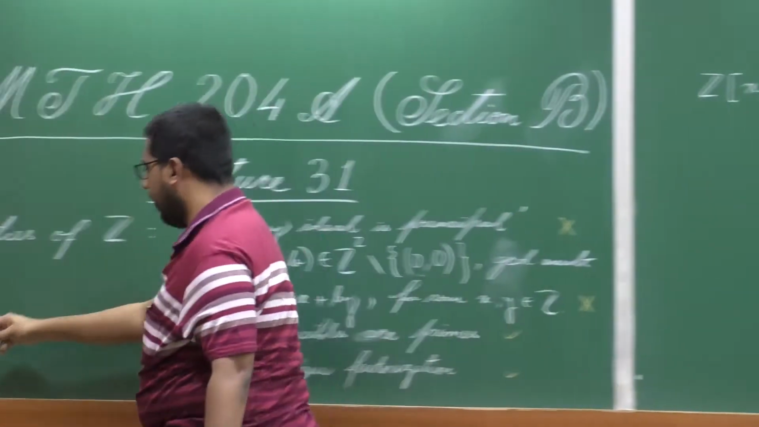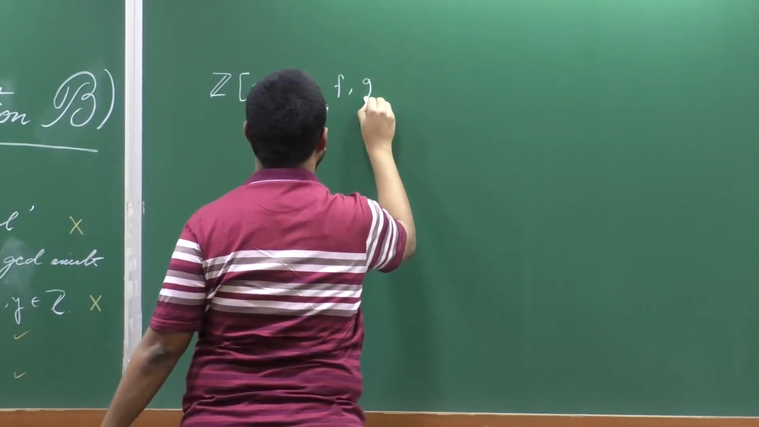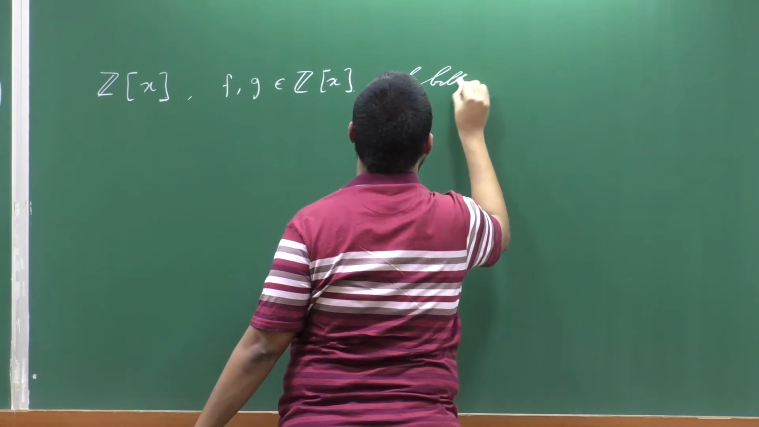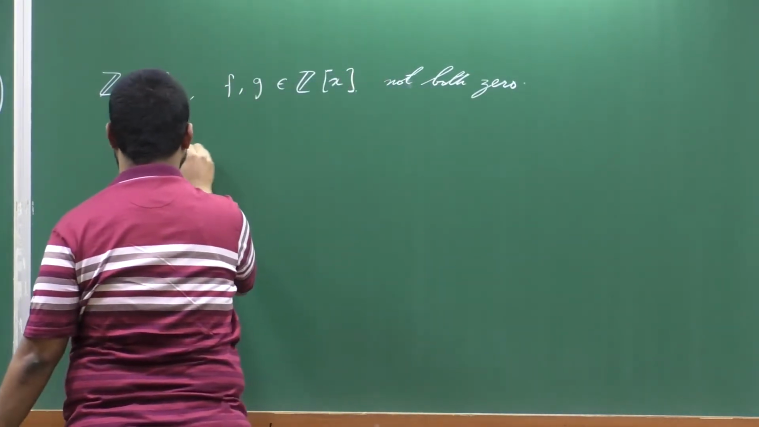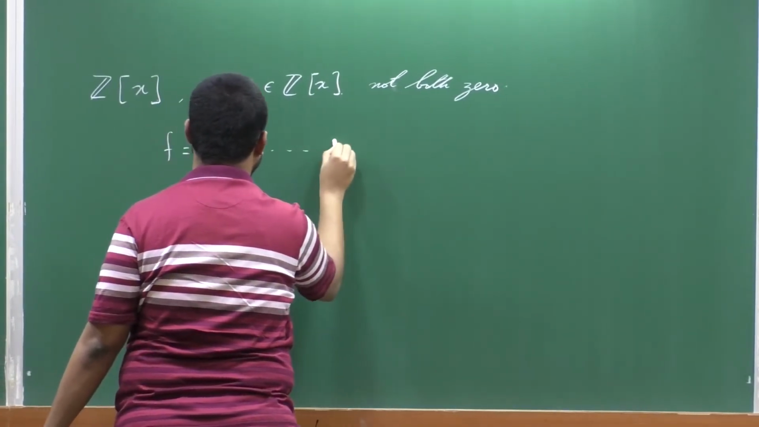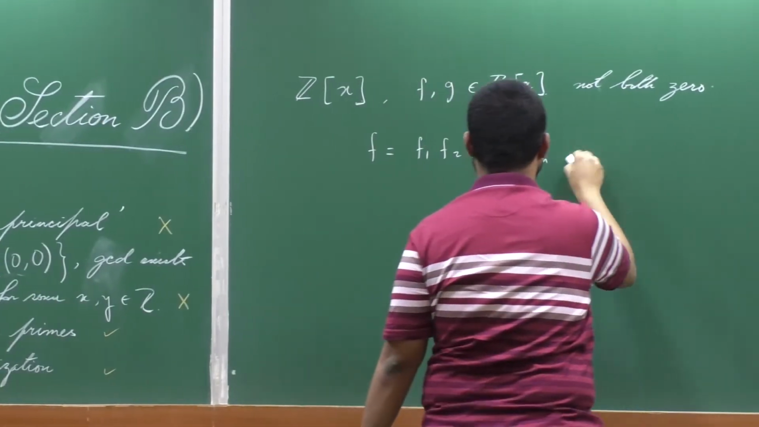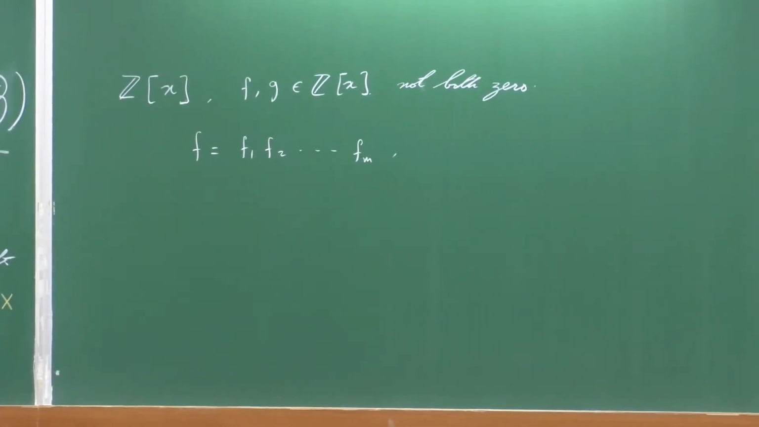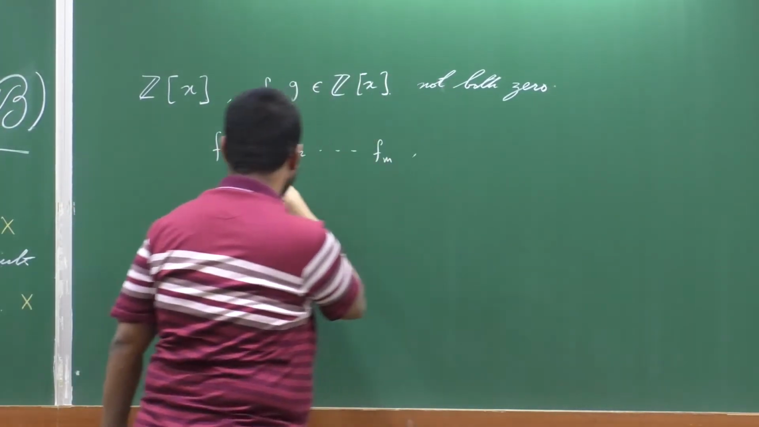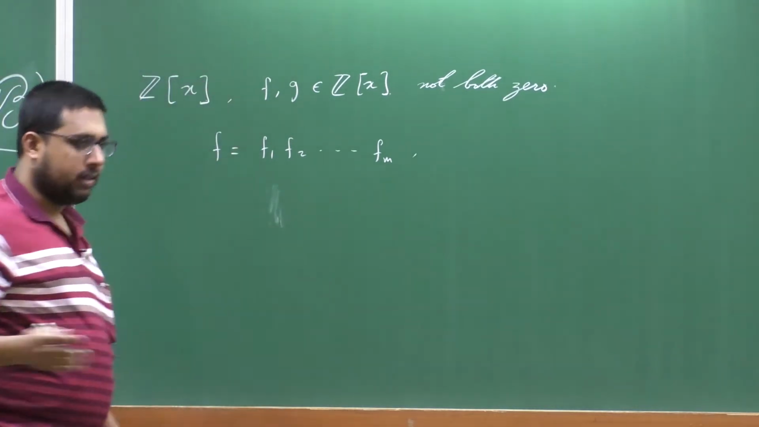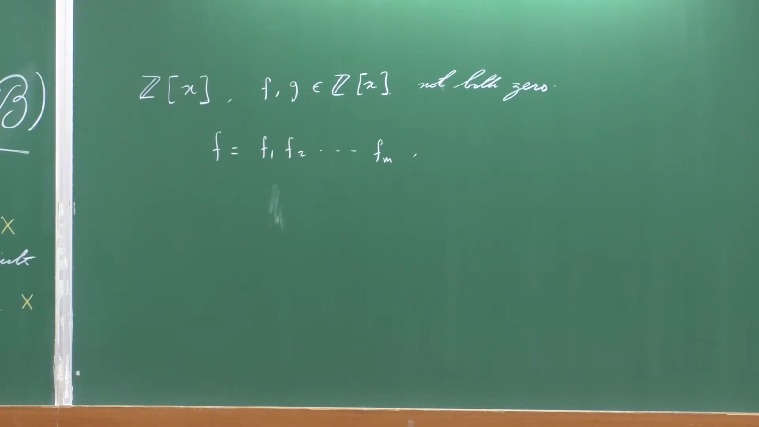So let f and g be 2 polynomials belonging to Z[x], not both 0. Then we use that each can be written uniquely as a product of irreducibles. So we can write f as a product like this, where the f_i's are irreducibles. Now we will try to arrange the product in a better way. Among these, some f_i might be an associate to some f_j, right? So what we will do is club the associate irreducible factors together, and then of course we have to take out the units.